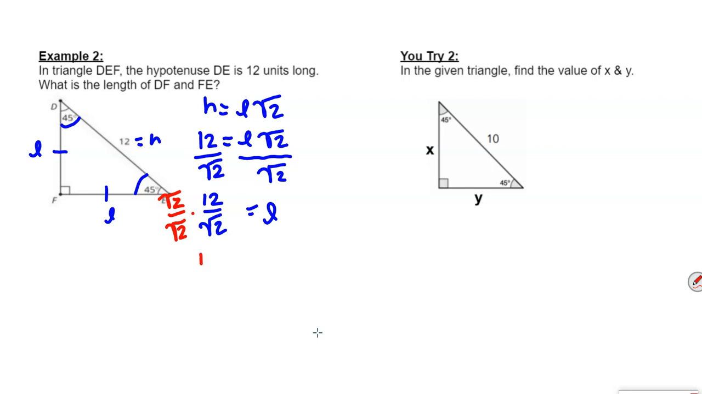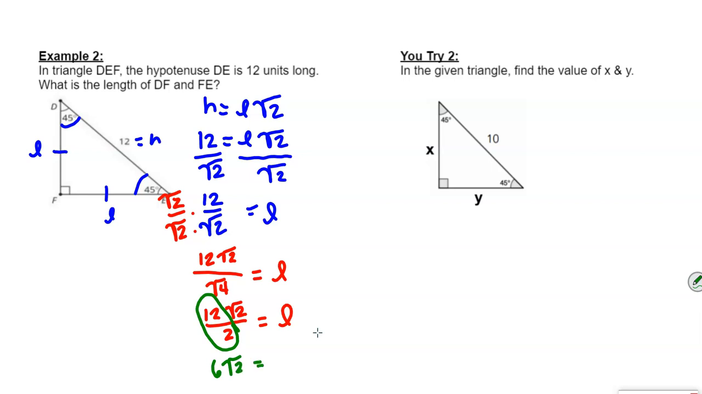So this is going to leave us with 12 square root of 2. And the square root of 2 times square root of 2 is the square root of 4. That's equal to L. Now we all know what the square root of 4 is. It's 2, right? So this is going to be 12 square root of 2 over 2. And then notice here that this can be simplified even more, right? So 12 divided by 2 is 6. So this is going to be 6 square root of 2. And that's going to be equal to our leg. And remember, both of our legs are going to be equal. So this is equal to both DF and FE.